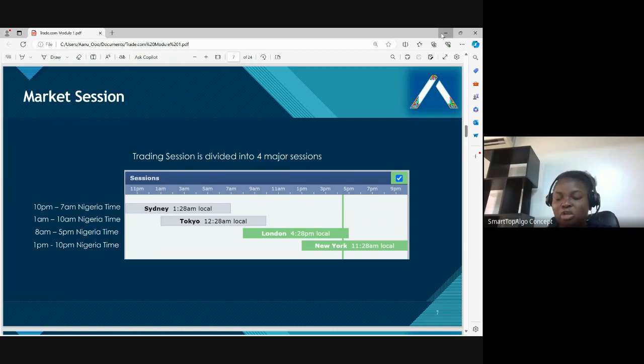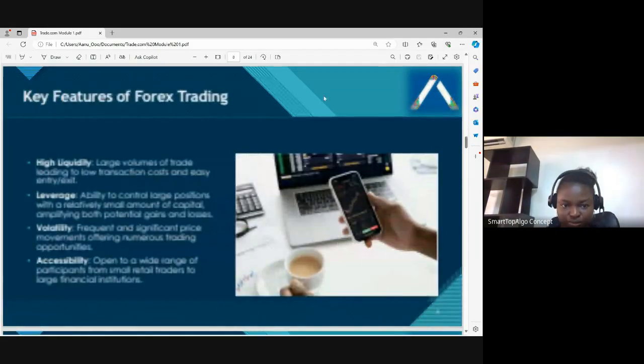Because for you to trade, you need to know the country's currency that falls under each of these, so that when you know this, you can say, okay, maybe you woke up around 2 a.m. in the midnight, then you know that you want to target only the Tokyo session. Are we all together? Okay, so this is the trading session.